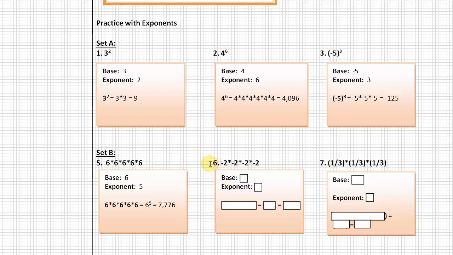Go ahead and try problems number 6 and 7, pausing the video if you need to, and then resume the video when you're ready to check your work with mine.